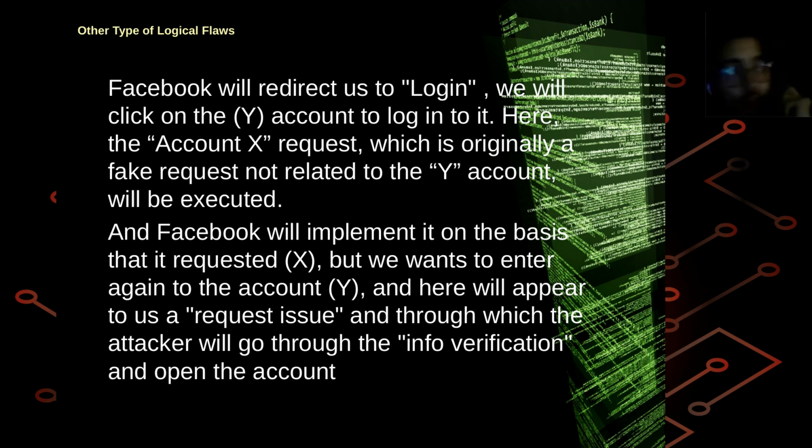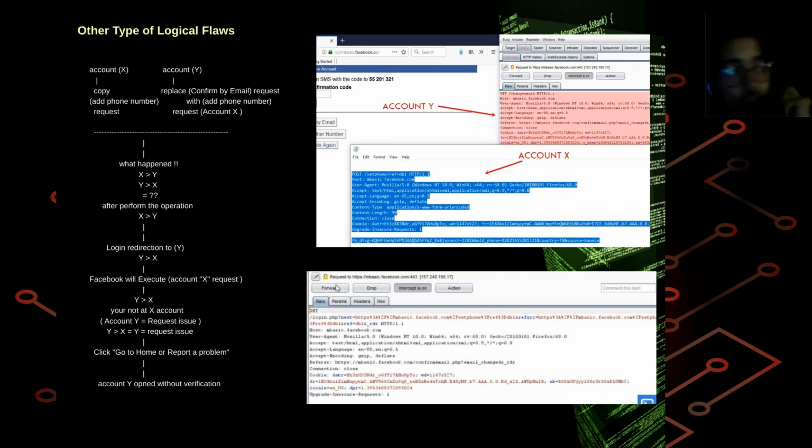As you can see, firstly, in the first screenshot we intercept a request from the account Y, which means that we are inside our account Y. We copy and paste a request from the account X and put it inside the account Y, and then we send our request to the Facebook server. In the second picture, we find that Facebook redirects us to log in again. Facebook has logged out our account and tells us to log in again.